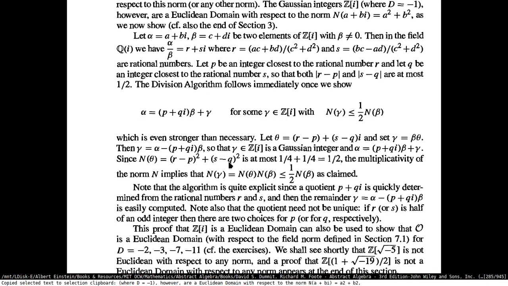Right? Yeah, but we don't need that. We need (R minus P) squared plus (S minus Q) squared to be less than or equal to 1/4 plus 1/4, which is 1/2. Okay.